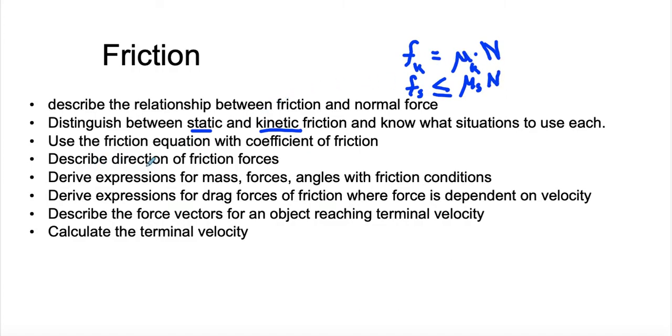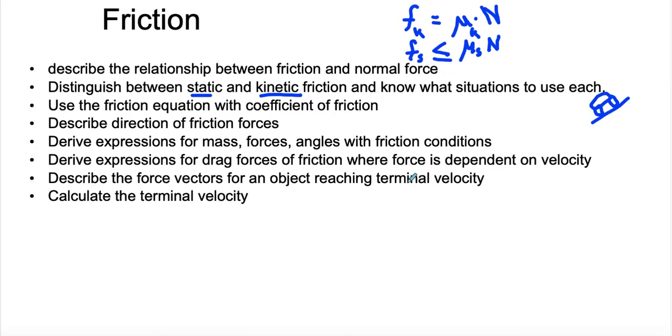Describe the direction of friction forces, which seem obvious, but sometimes you have to think about it. For example, if a car is going around a corner on a street and it's not slipping, it has friction force. Is the friction pointing up the incline or down the incline? Well, it depends on how fast the car is going. And so you have to be able to describe that effect. Derive expressions for force, for mass, force, angles, if there's friction conditions. And we do have our incline question.